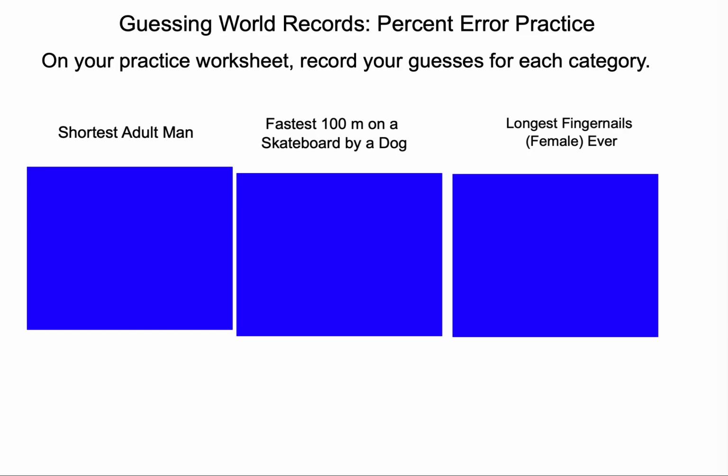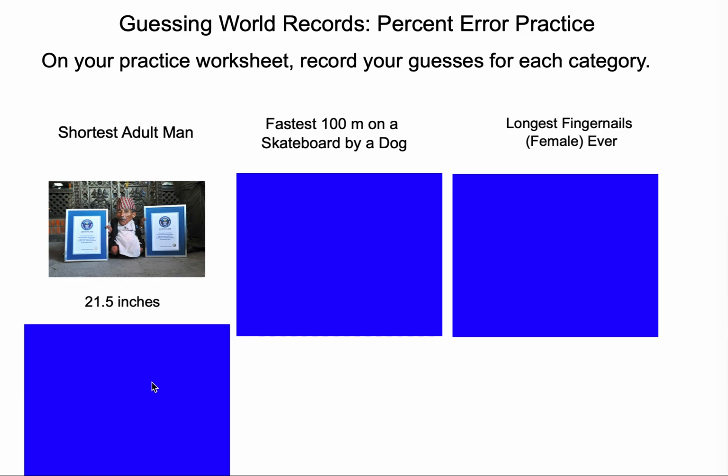Okay, so go ahead and unpause. Let's take a look at what we have. So for shortest adult man, that's 21.5 inches. So on your sheet, you're going to calculate your percent error. So if you guessed, let's say you guessed 30 inches, then you would subtract 30 inches minus 21.5 and divide by 21.5. So you're going to put whatever your guess is, you're going to subtract 21.5 and divide by the actual, and then that's going to give you your percent error.